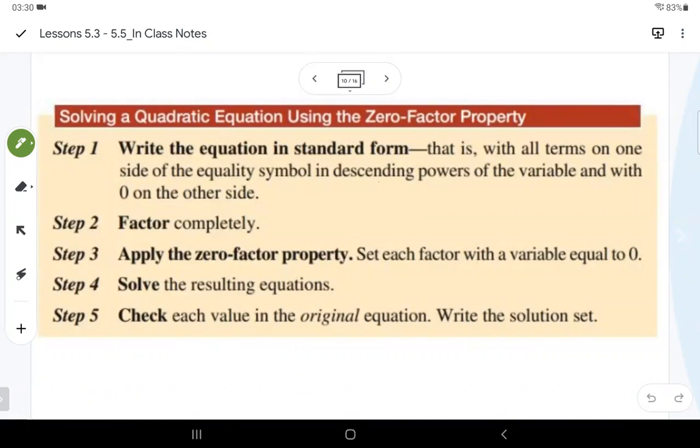Okay, so to solve these equations for the most part, you want to write the equation in standard form, which is to say all the terms on one side of the equality symbol in descending powers according to the variable, with the other side of the equation being 0. Factor completely, apply the zero factor property, solve the resulting equations, and then check with the original and write the solution set.